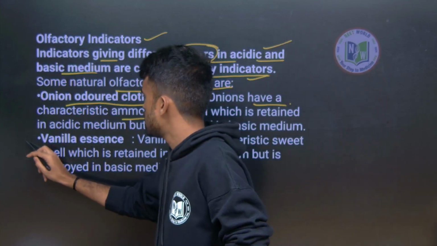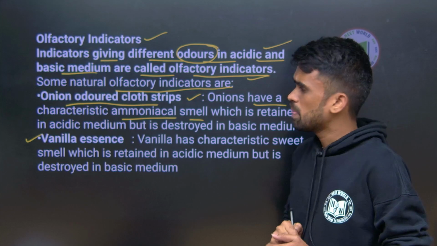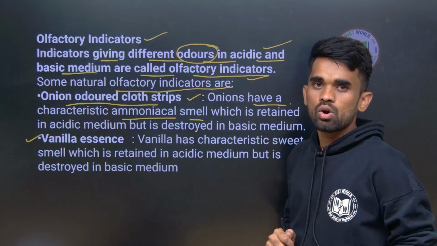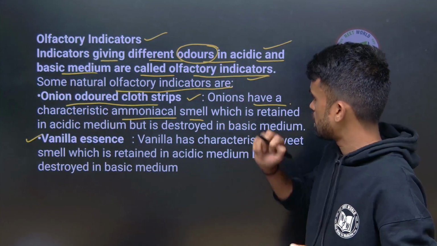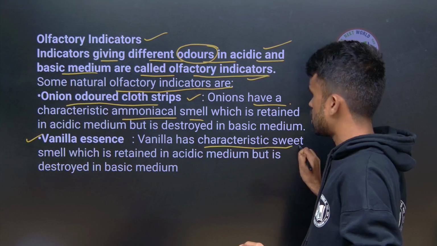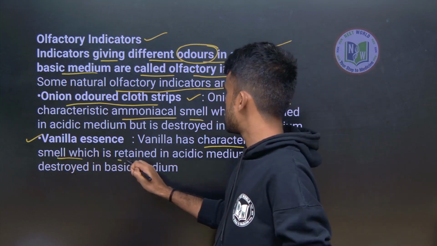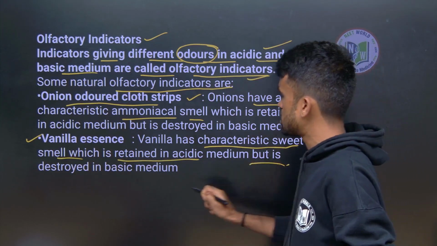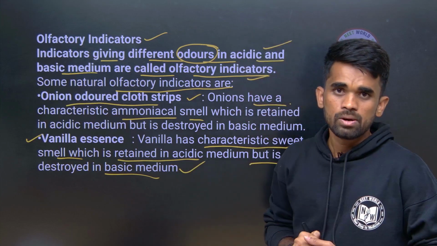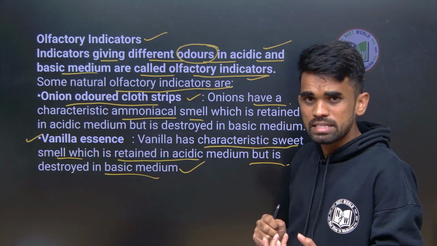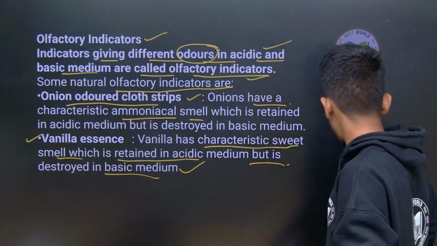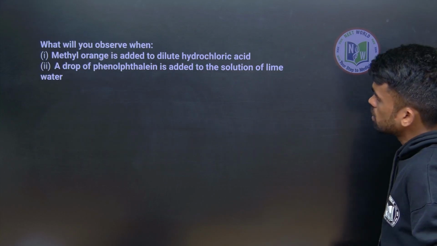Another one is vanilla essence, and another one is clove oil. Clove oil is also an olfactory indicator. Vanilla has a characteristic sweet smell which is retained in acidic medium, but it is destroyed in basic medium. So in acidic medium it remains the same, but in basic medium it loses its sweet smell.